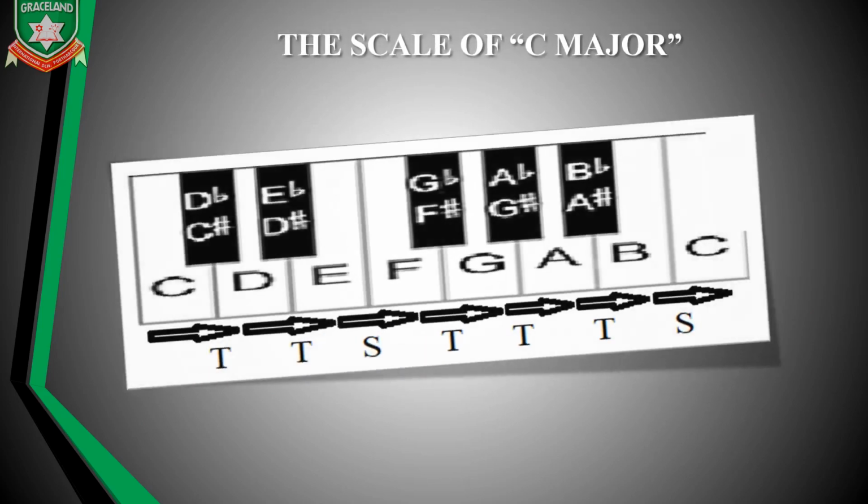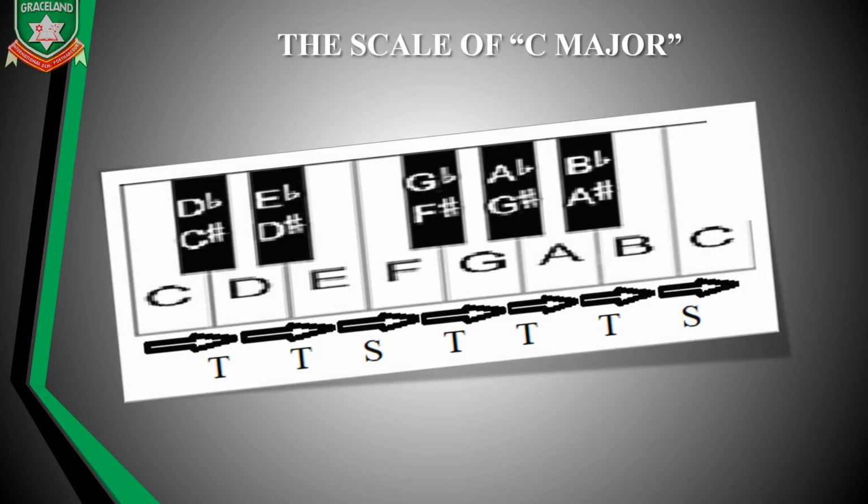Now look at it here. This is the scale of C major. Now before I say anything, C major is the only natural key in music. It doesn't have any adjustment. On the scale of C major, you will not find any sharp or any flat. Let's look at it on the keyboard as I play it along.